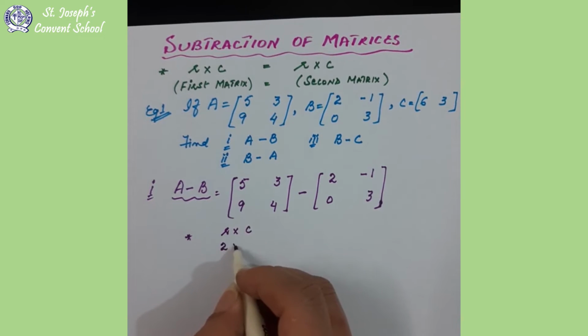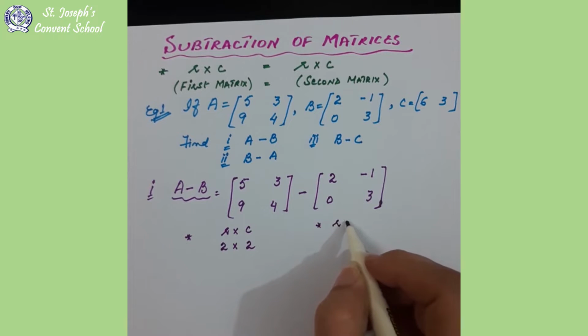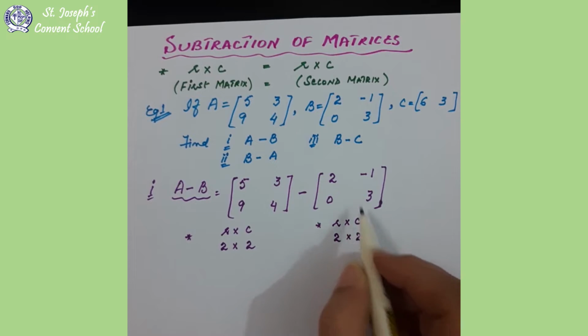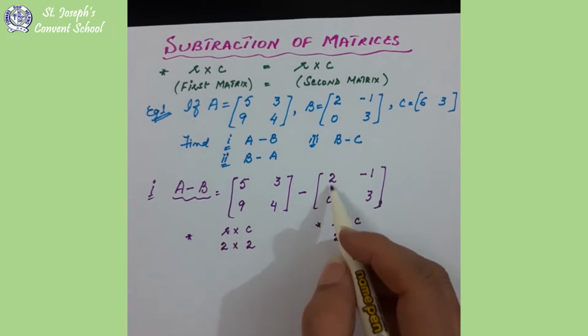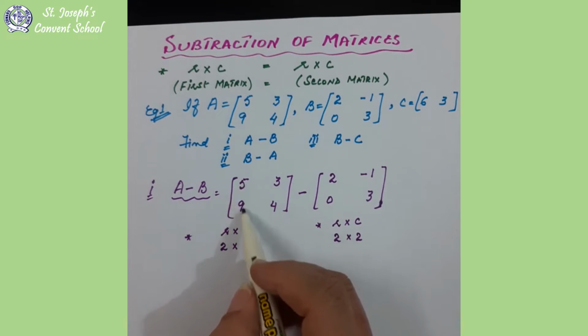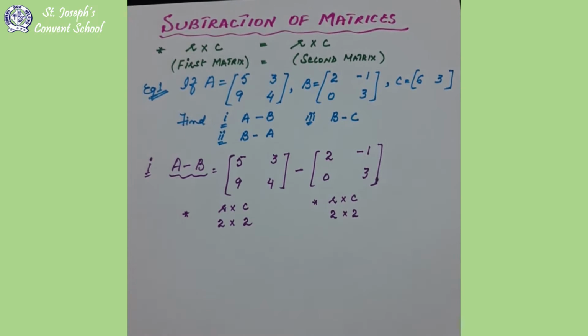Order is 2 rows and 2 columns, and order of second matrix is also 2 rows and 2 columns. So order is same, number of rows into column. So it means you can subtract, and same way you're going to subtract. Let's subtract them.